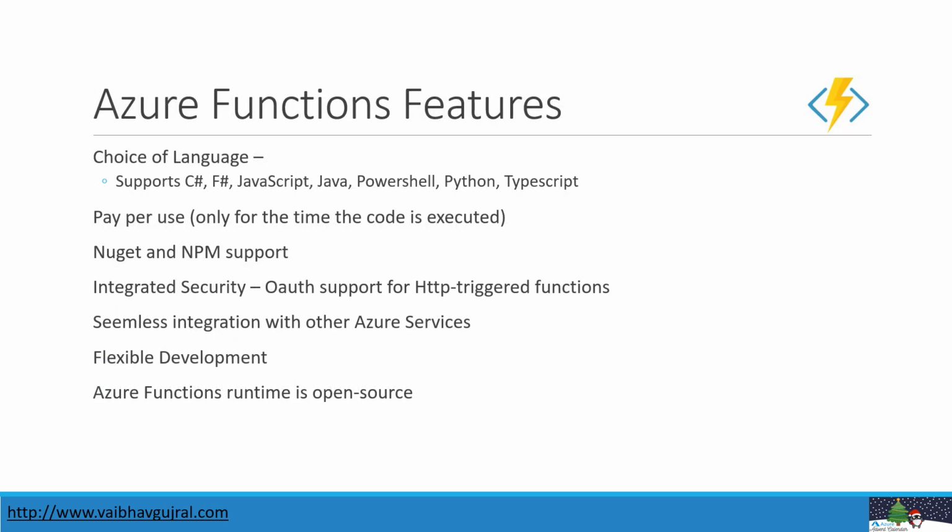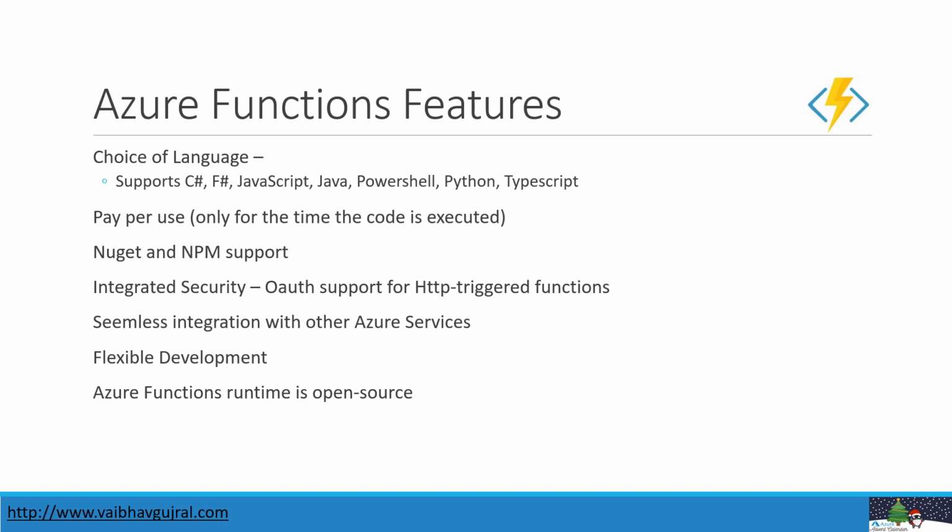Microsoft offers a choice of language in which we can write our code for Azure Functions. Azure Functions supports C#, F#, JavaScript, Java, PowerShell, Python, and TypeScript. Since it's serverless and Azure Compute resources are provisioned only for the time when the code is executed, we pay only for the time the code is executed, as the resources are deprovisioned after that. Functions support NuGet and NPM, so we can bring in our own dependencies and use them in our code pretty much as we will do in any of our other projects.